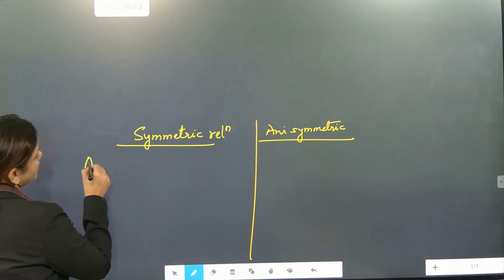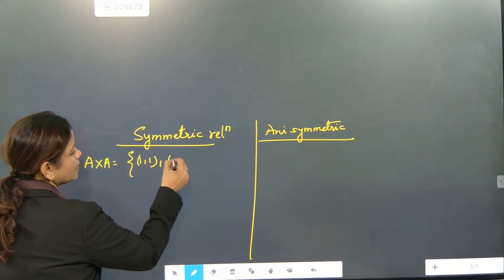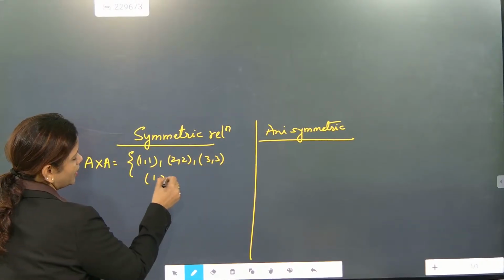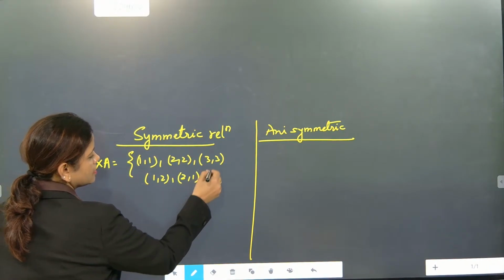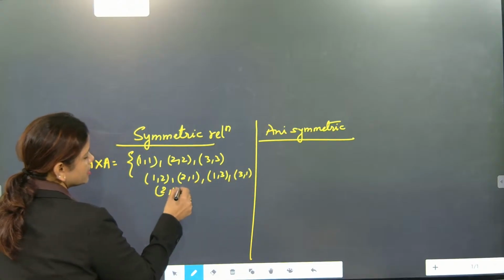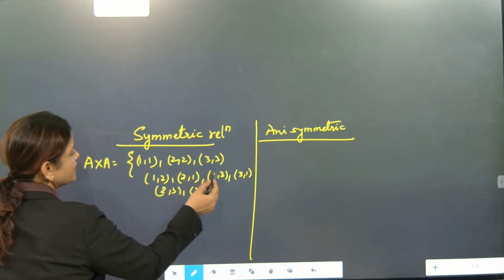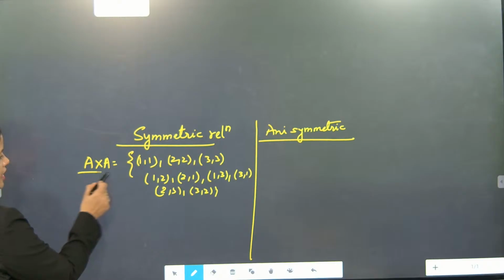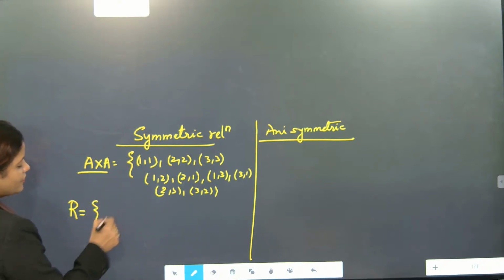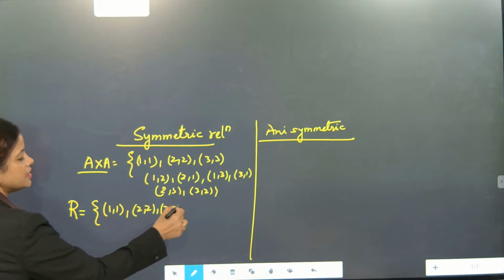See, A cross A has elements like (1,1), (2,2), (3,3). Along with it, it has (1,2), (2,1), (1,3), (3,1), (2,3), (3,2). Done. How many are there? 1, 2, 3, 4, 5, 6, 7, 8, 9. This is the A cross A pairs. Understood? Now any relation R1 has (1,1), (2,2), (3,3).